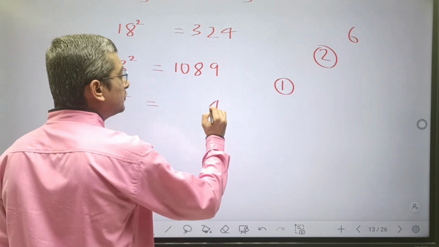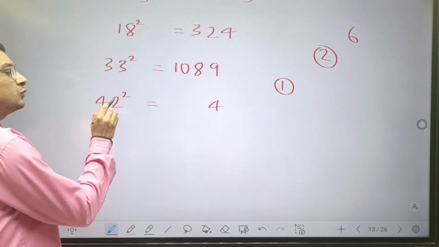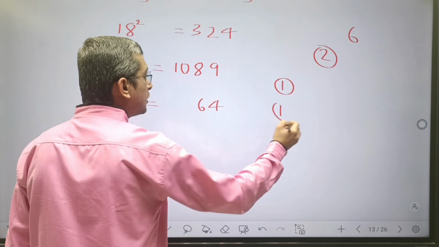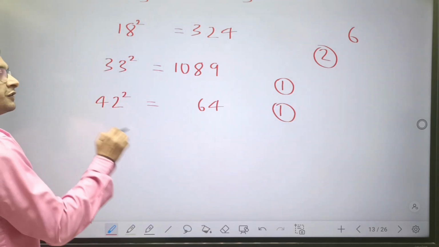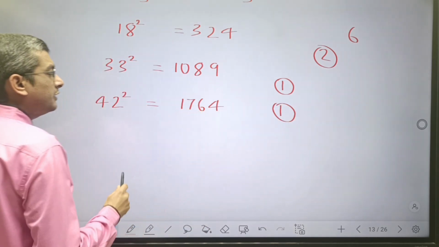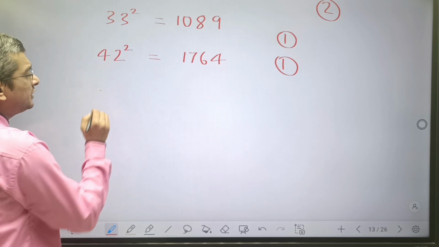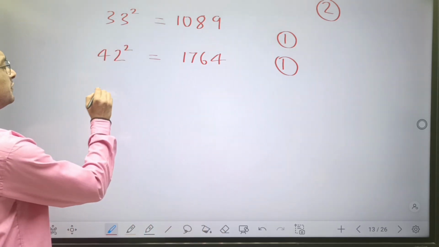2 square is 4. 4 2s are 8, 8 2s are 16. Carry 1. 4 square is 16 plus 1, 17. Let's have some bigger number, for example, 56 square.